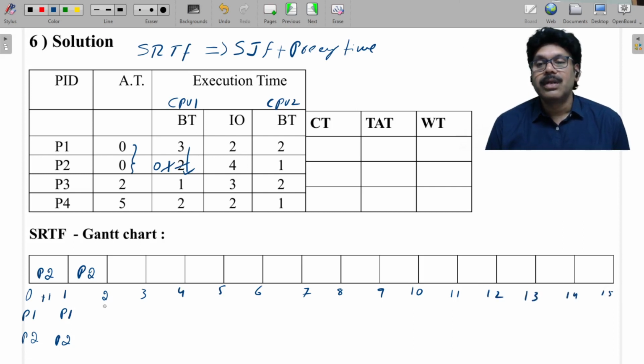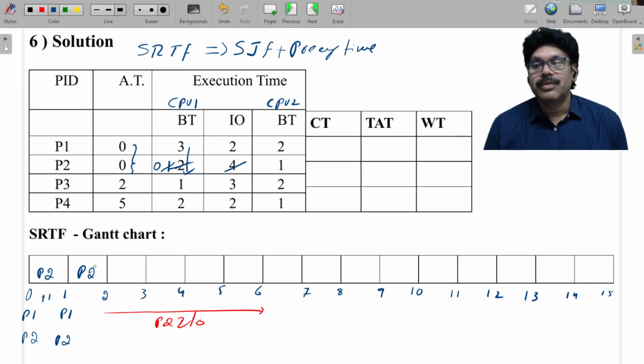Now P2 goes for IO because it has completed this. 2 plus 4, it is 6. Exactly. P2 will wake up again at 6. As I told you, IO time can be overlapped with the CPU time. So right now we are at 2. P1 is continuing because P2 already went into IO. At 2, one more process joins, P3. Among P1 and P3, which has the shorter burst time? P1 needs 3 and P3 needs 1.